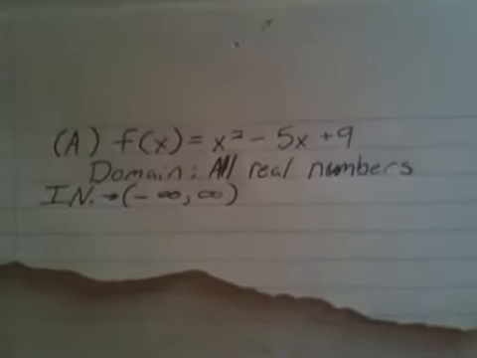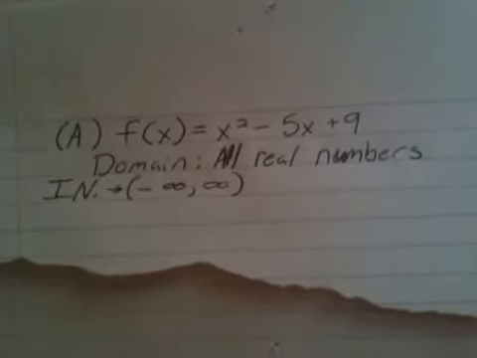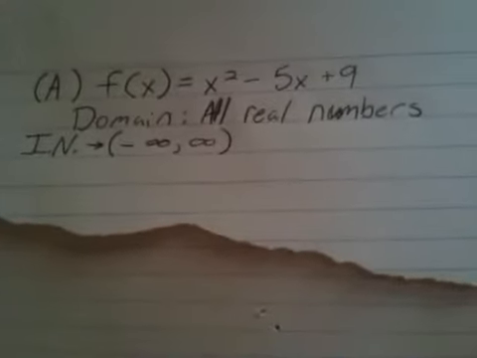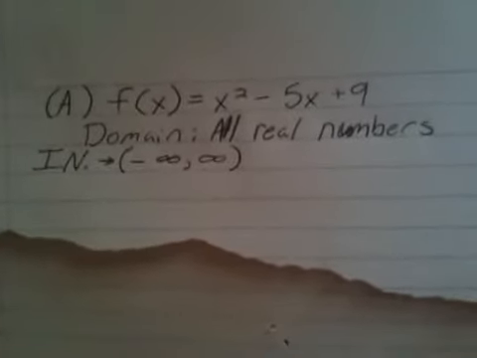In A, we have f of x equals x squared minus 5x plus 9. There are no fractions for which we can get an undefined number, and no square roots for which we can get an irrational number. So the domain is all real numbers. In interval notation, that can be written as negative infinity to infinity.